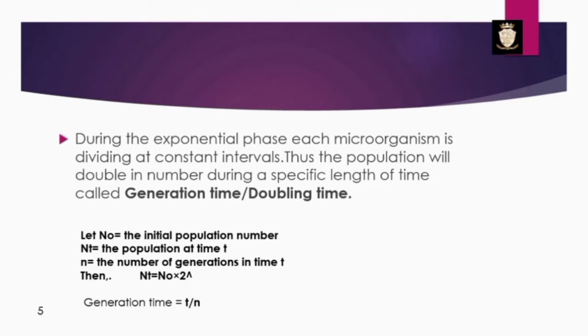So, we have to calculate generation time. Let N0 be the initial population number, Nt the population at time t, and n the number of generations in time t. Then Nt, that is the population at time t, is equal to N0 into 2 raised to n. The generation time is equal to t by n.